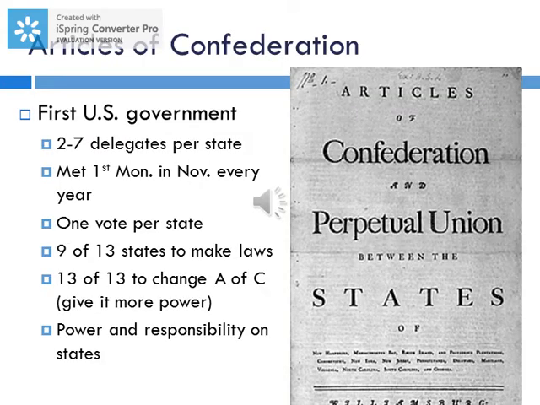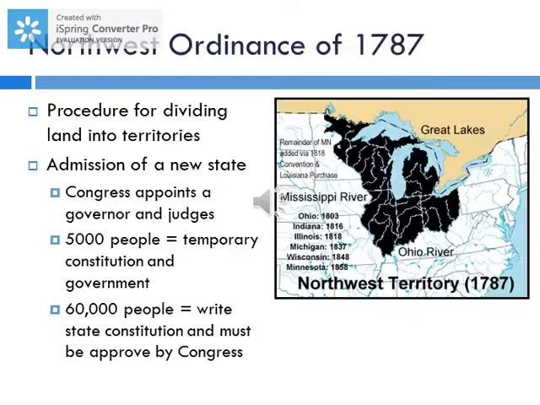The first form of government that the United States used was the Articles of Confederation. The Articles of Confederation were a weak union which gave states most of the power. As you can see, every state had one vote. 9 of the 13 states were required to make a law, and 13 of the 13 states were required to change the Articles of Confederation. Responsibility and power rested mainly with the states. This was nice for some things, but it led to some serious weaknesses, as we'll see down the road.